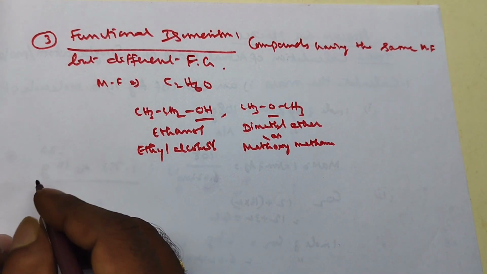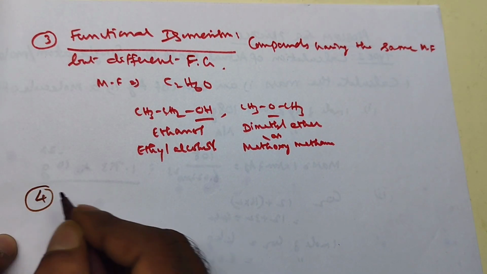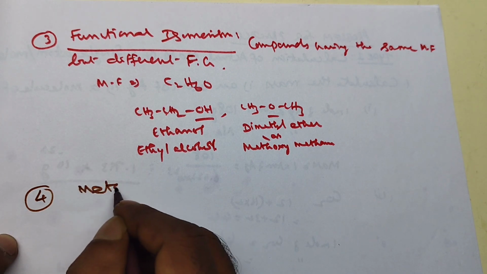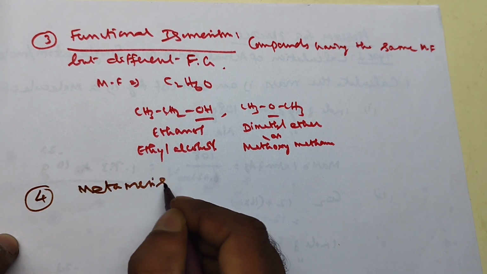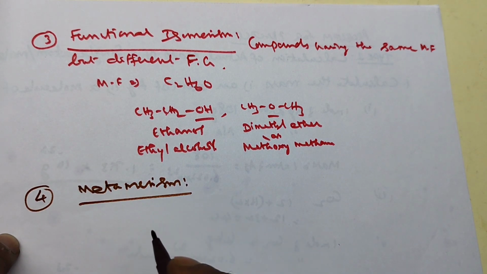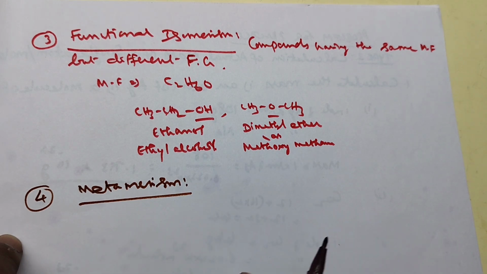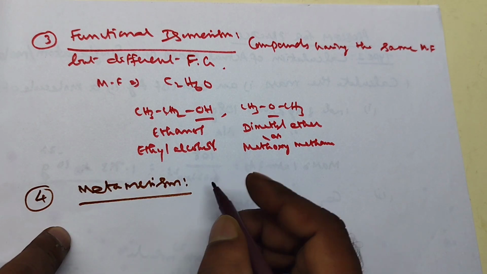Then the next type of isomerism is metamerism. First we will define what is meant by metamerism. Here also organic compounds having the same molecular formula but different number of carbon chains with respect to the functional group, like oxygen, sulfur or keto functional group. With respect to the functional group, on both sides different alkyl substituents. We will define it first.